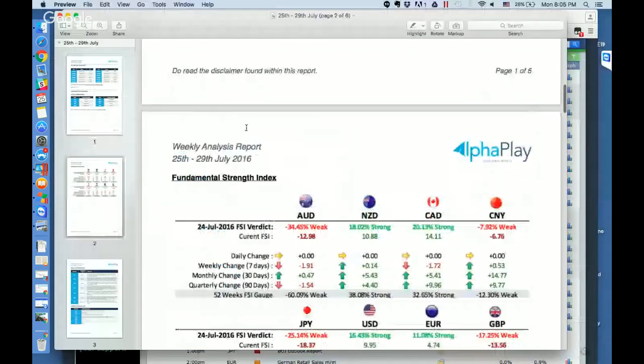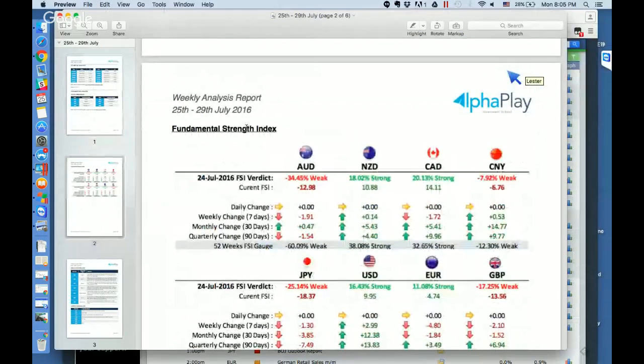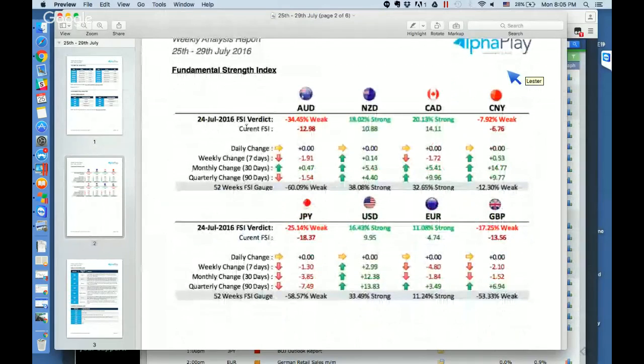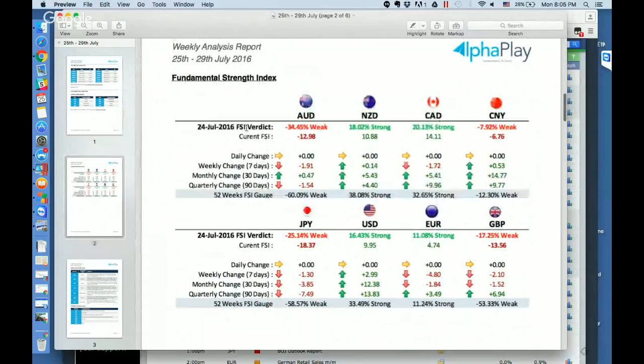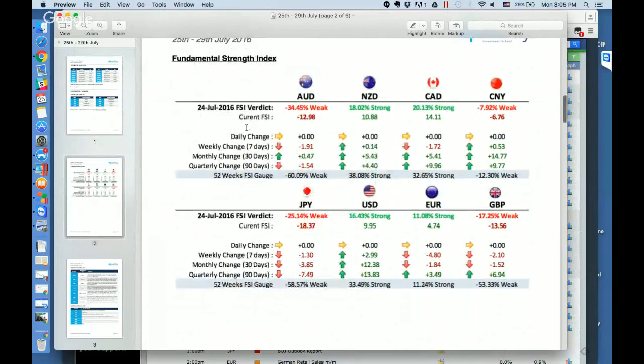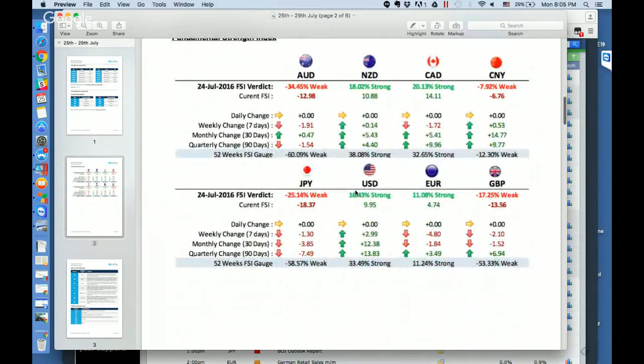Okay, so let me walk you through again some of the basic things that we'll do every week. You should have received this report, all right? So the first thing you will look at is the fundamental strength index. From this table, you can quickly see which currency based on the economic data is strong and which currency is weak. For this week, our focus will be more on weakness from Aussie, riding on the strength of US dollar as well as continued weakness on pound itself.